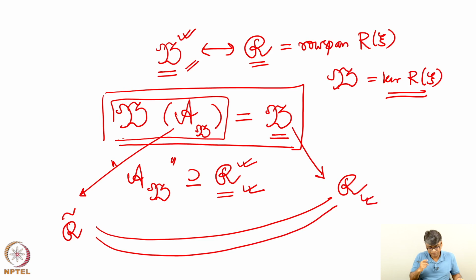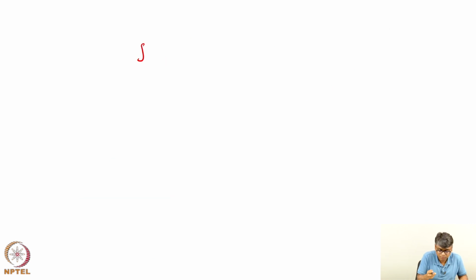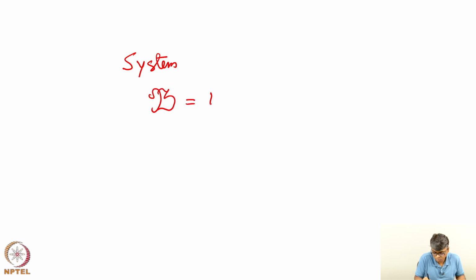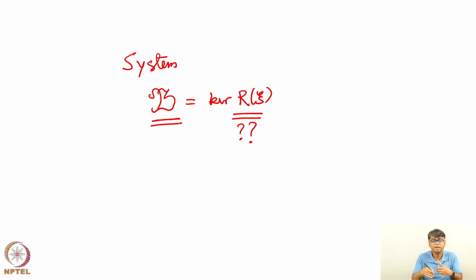What does this mean then? This means even when I don't know the equations, suppose there was a system such that the behavior is equal to the kernel of R xi, and I have no information about this R xi. But I have information about this B. Suppose I have some trajectories and I know that the trajectories are representative enough that they span this whole B, whatever that means. I know that the smallest behavior that contains those trajectories is my behavior, is my system.